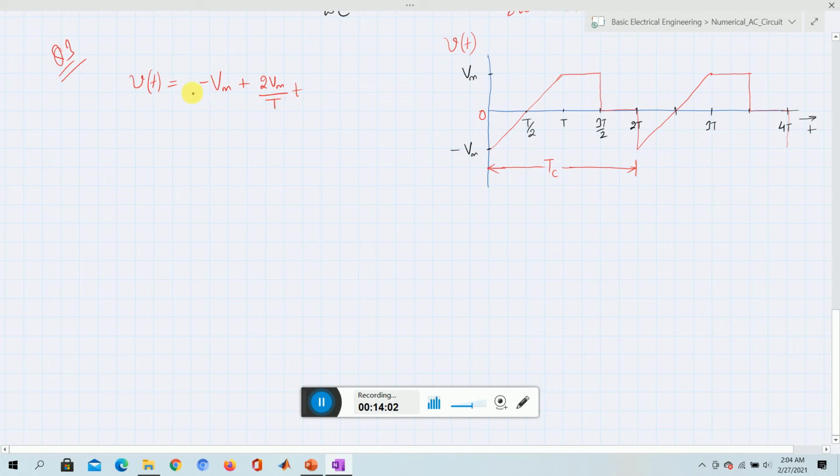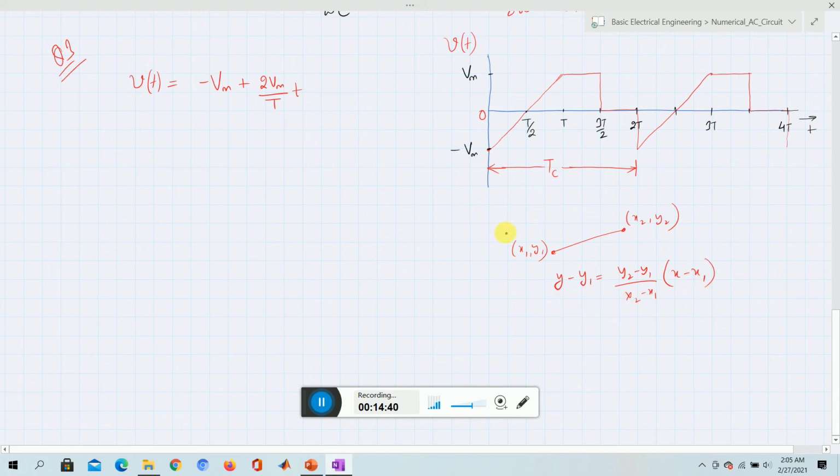This is the equation that you will get: minus Vm plus 2Vm by T into t. So how do we get this equation? We know how to write the equation of a line. Suppose there is a point x1, y1 and another point x2, y2. With these two points, you can write the equation: y minus y1 is equal to (y2 minus y1) by (x2 minus x1) into (x minus x1).